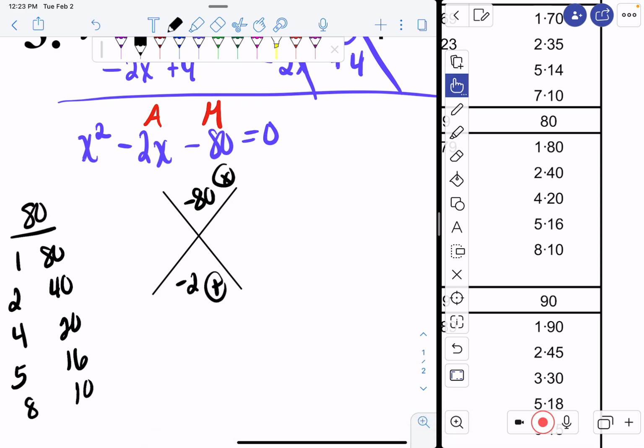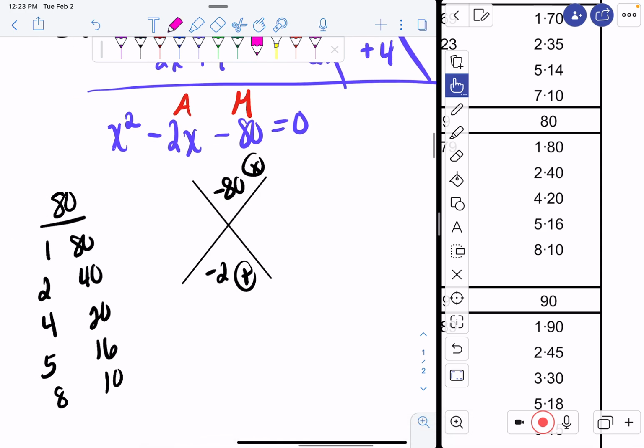So I want to find two numbers that multiply to negative 80 and add up to negative 2. So if you look, you need to figure it out. So which of these is going to give me a negative 2? Definitely won't be my 1 and my 80, too big. Definitely won't be my 2 and 40, still too far away. 4 and 20 and 5 and 16 are the exact same thing. They're just too far away from each other. So it's got to be my 8 and my 10.